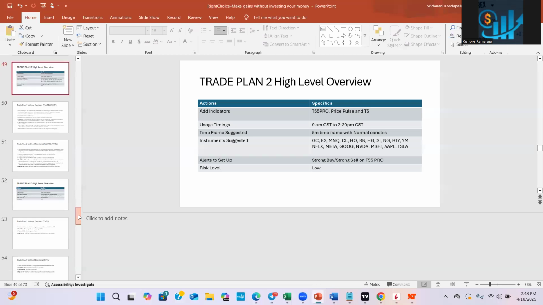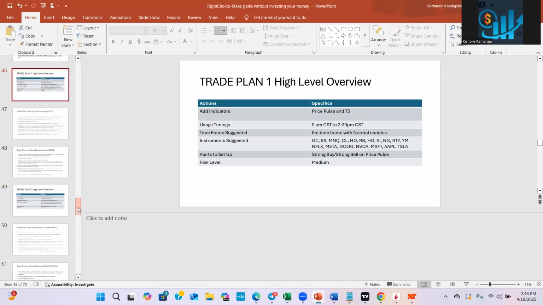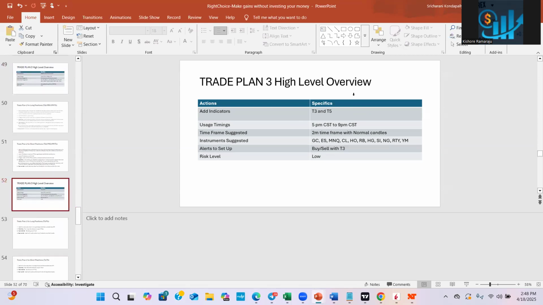So these two strategies are mainly for morning time between 9 and 2:30 p.m. CST. With all these tickers, you can use both the strategies. Then there is one more strategy, which is trade plan three, which you are seeing.